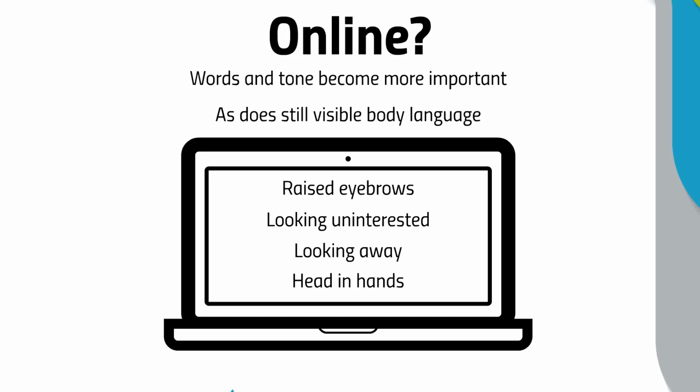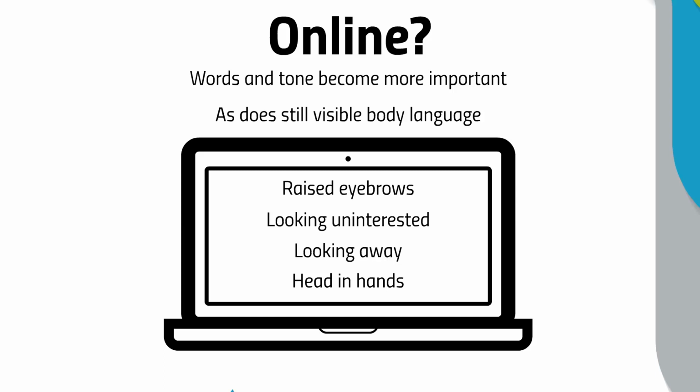It would be things like looking uninterested, looking away, with your head in your hands, raising your eyebrows, all these sorts of visual cues that give away perhaps how you're thinking, or at least suggest that you're thinking in a certain way. These are all still very visible when you are counselling online. In fact, they become even more visible because the client may not be distracted by your other body language, for example. So you have to be very, very mindful of that.